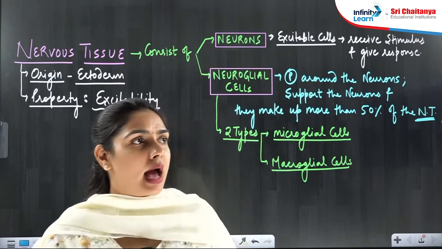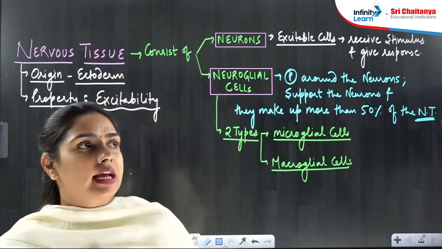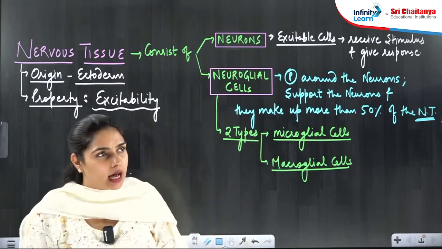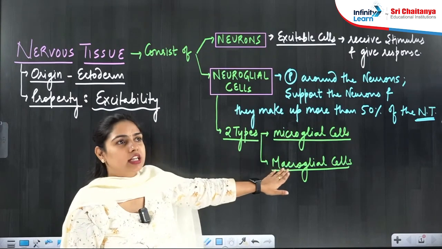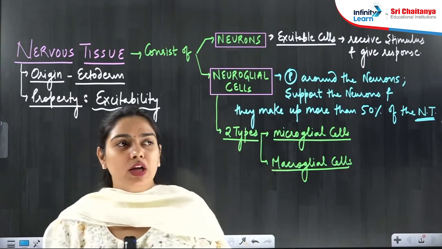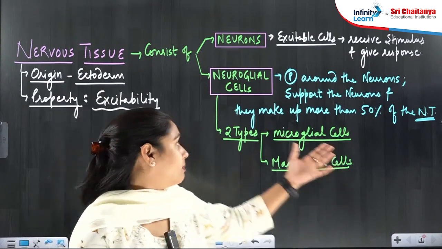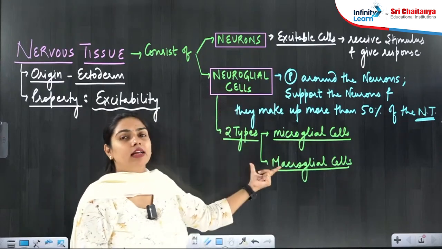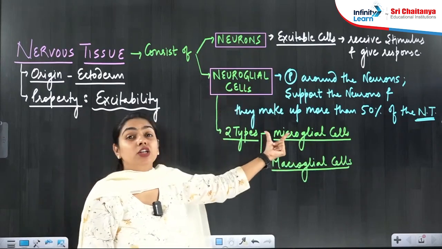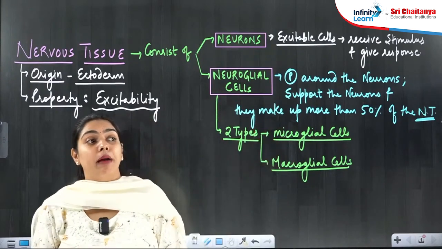Now, what is a macrophage? What is it, Venkat? Please have patience, beta. I will tell you what a Schwann cell is. This is a neuroglial cell only. I will come to that. Have patience.